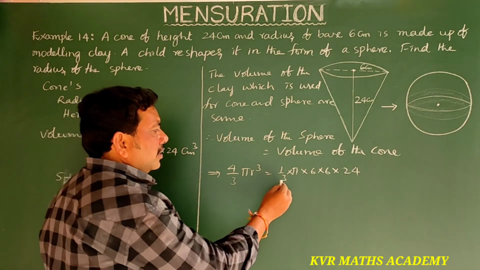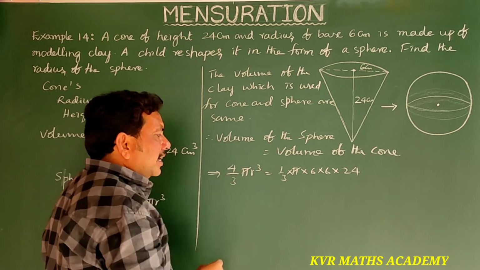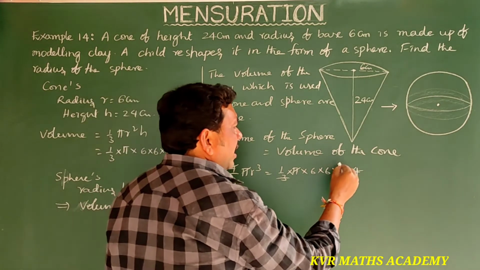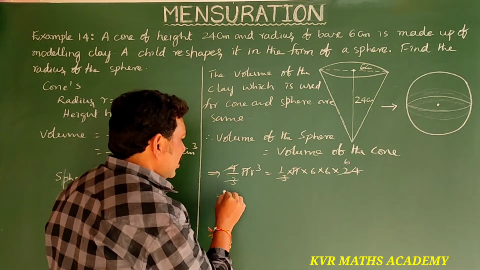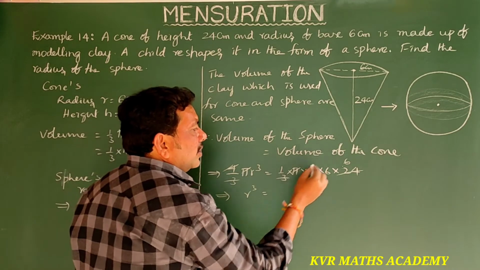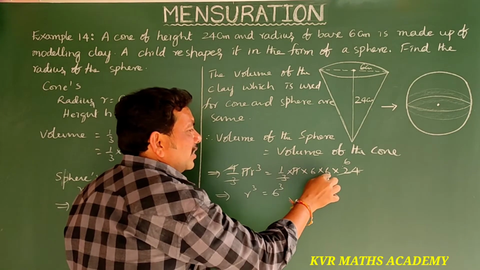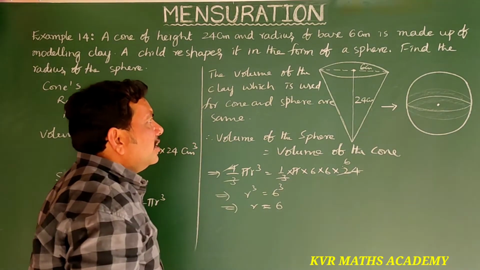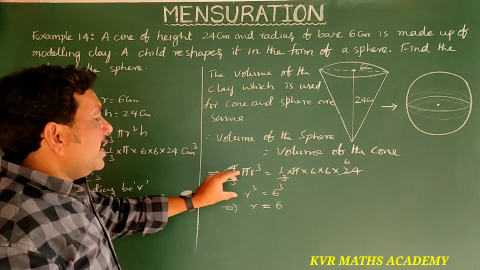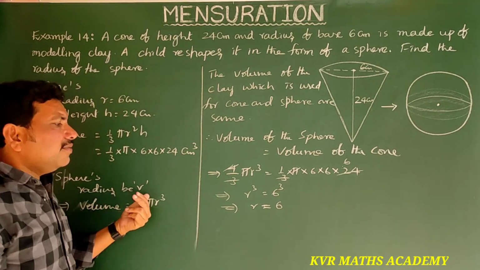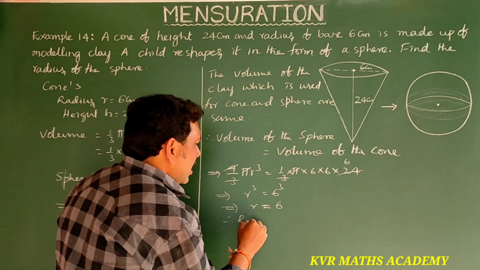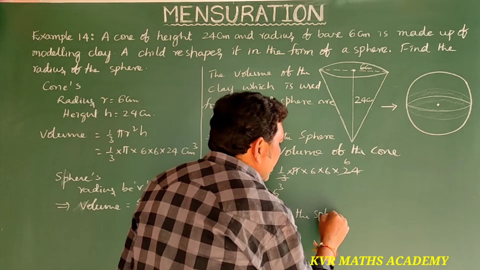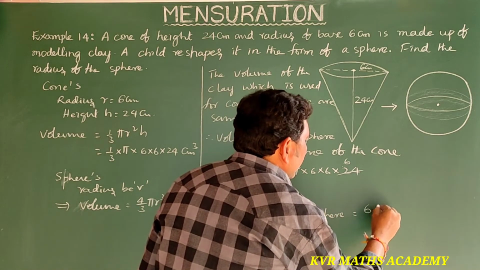Look here, on both sides pi gets cancelled. Here the denominator 3 also gets cancelled. 4 into 24, how many times? 6 times. So that implies r cube is equal to 6 cube, 6 into 6 into 6. So that implies r is equal to 6. Understood? Now, he asked only the radius of the sphere. r is the radius of the sphere. Therefore the radius of the sphere is equal to 6 centimeters.